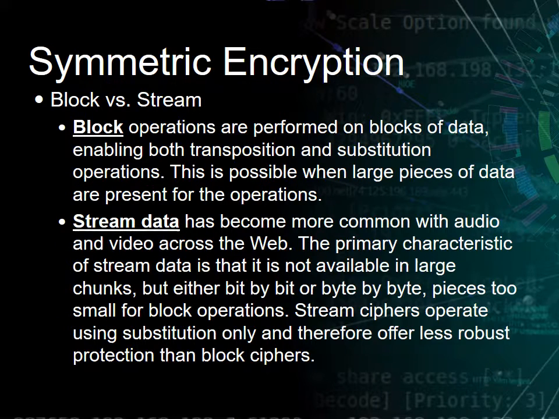With symmetric encryption, there's two methods that can be used. There's block and then there's stream data. Block operations are performed on blocks of data, enabling both transposition and substitution operations. This is possible when large pieces of data are present for the operation.